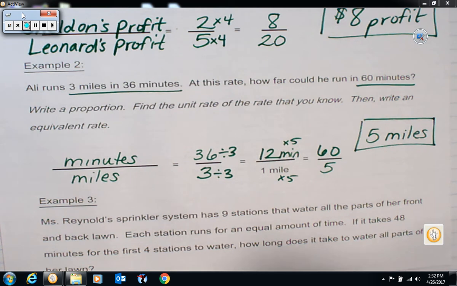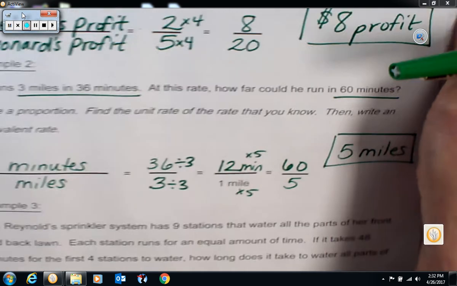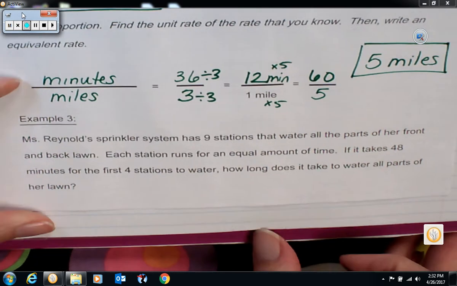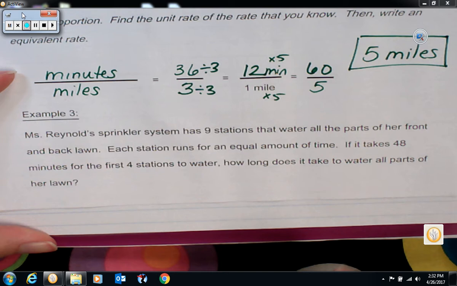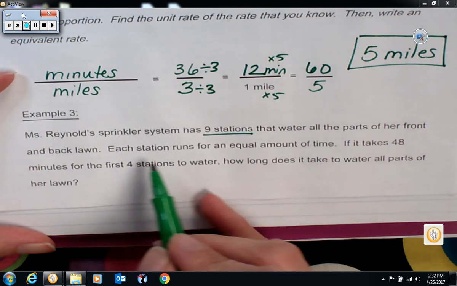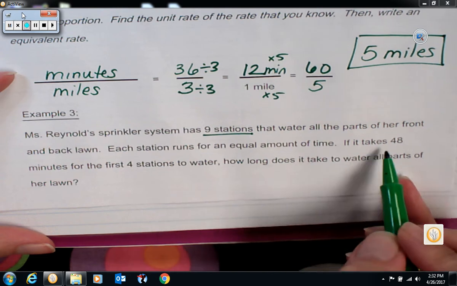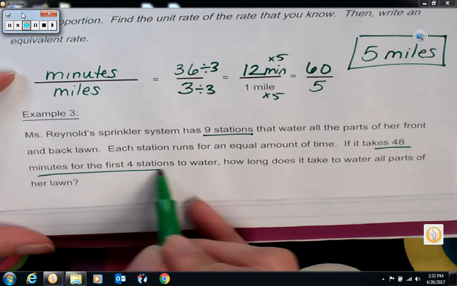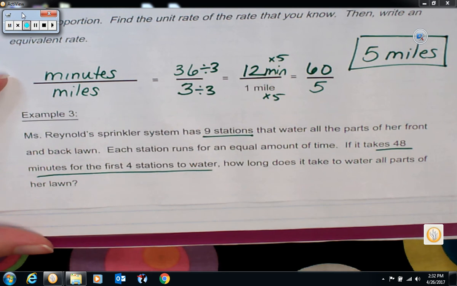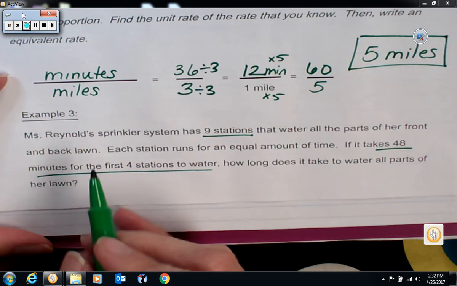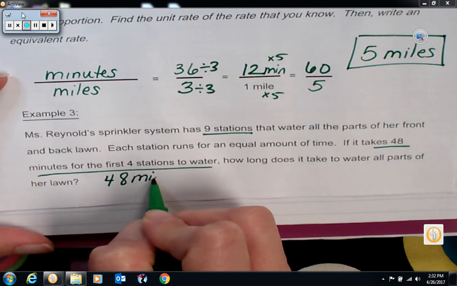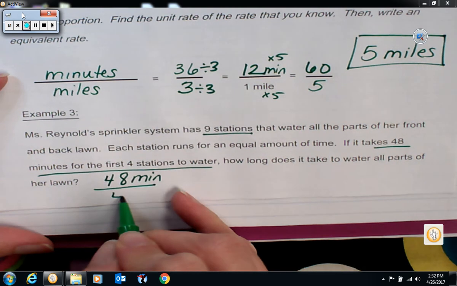So let's try example 3 and do the same thing. See if I can get it to show. So example 3 says Mrs. Reynolds' sprinkler system has 9 stations that water all the parts of her front and back lawn. Each station runs for an equal amount of time. If it takes 48 minutes for the first 4 stations to water, how long does it take to water all parts of her lawn? So the rate that's given to me first is that it takes 48 minutes to water 4 stations.